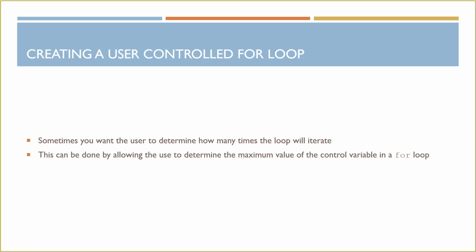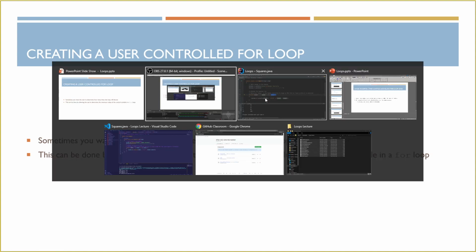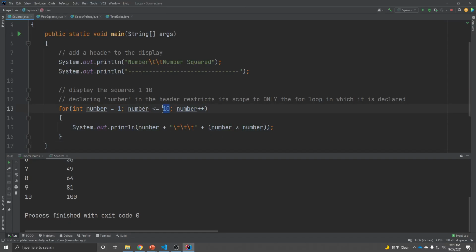Sometimes we can allow the user to control how many times a for loop will be executed. We talked about user-controlled loops with that do-while loop earlier, but we can also allow them to control for loops to a degree as well. And we do that by allowing the user to set that maximum value. Remember, our tests and our for loop have a maximum value. If we let the user set this right here, that determines how many times our loop will execute, and we can allow them to do that.